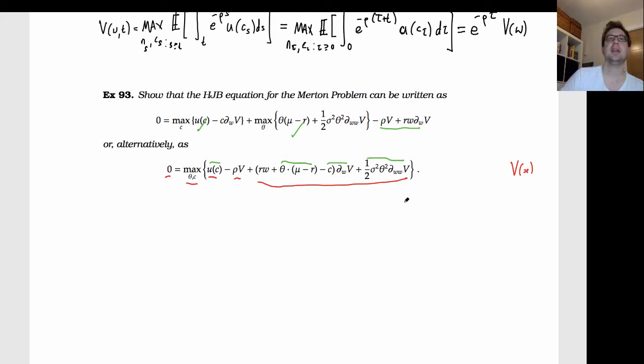So what really remains to be checked is that this is the drift term that I get if I apply Ito's formula to V of x. Because we know that the form of the HJB equation is the instantaneous cost minus the rate of discount times the value function plus the drift term I get from Ito's formula. We can see that this follows from that. So what remains is just to check what I get from Ito's formula when I apply it to this. So let's do that.